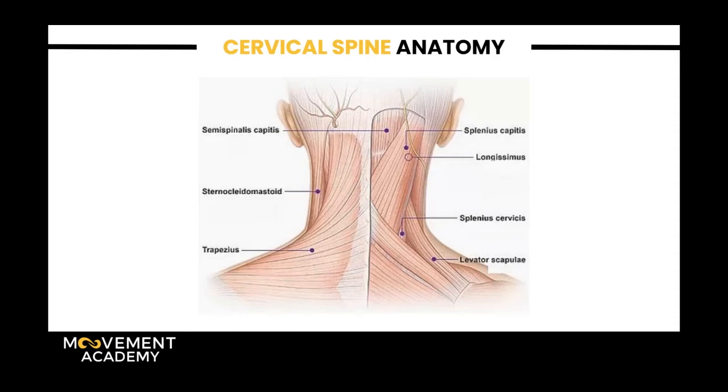The splenius capitis originates from the spinous processes of the lower cervical and upper thoracic vertebrae, C7 through T3, and inserts just below the lateral superior nuchal line of the occipital bone on the skull and the mastoid process of the temporal bone on the jaw.